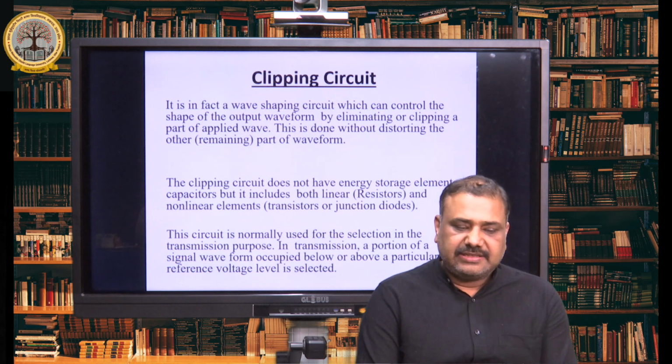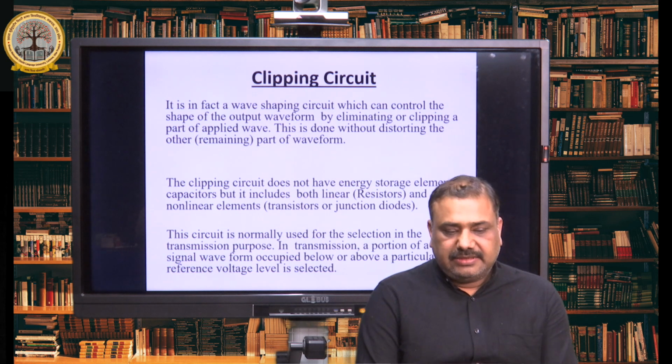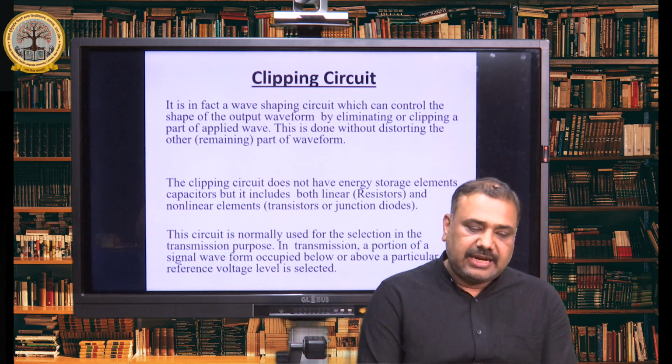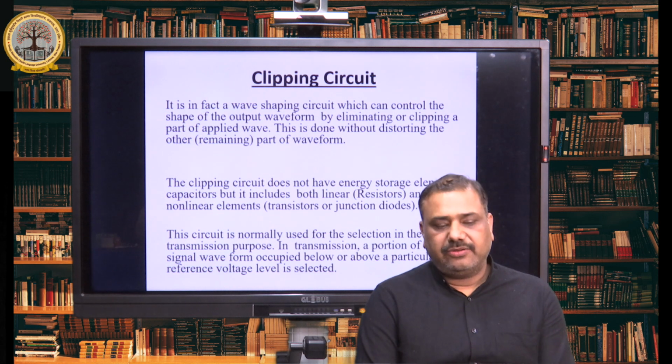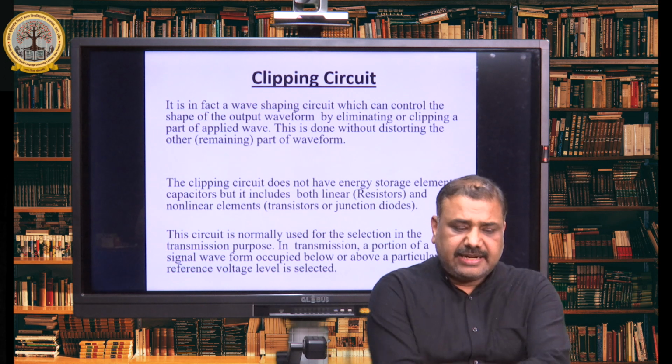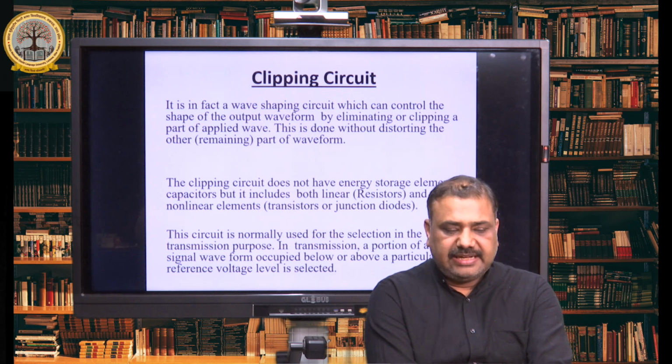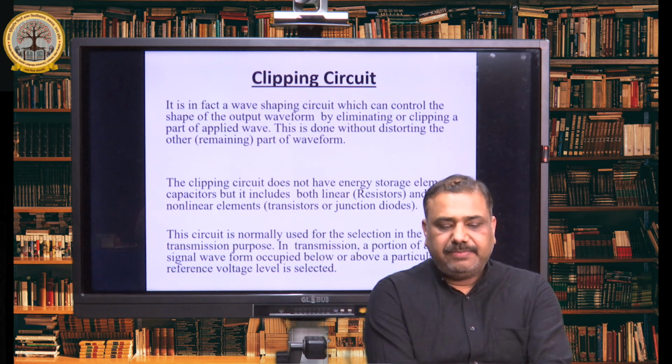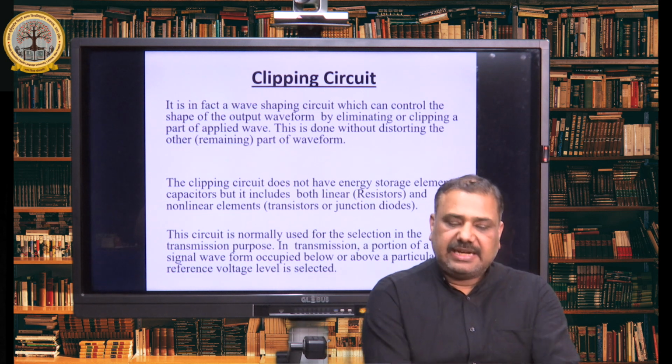The clipping circuit does not have energy storage elements like a capacitor, but it includes both linear and non-linear elements. Linear elements are resistors, and non-linear elements are transistors and junction diodes. This circuit is normally used for selection in transmission. In transmission, a portion of a signal waveform lying below or above a particular reference voltage level is selected.